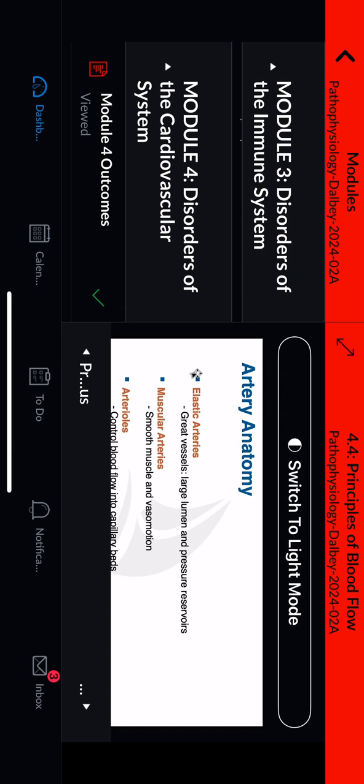These are large, very thick-walled arteries that have elastin in all of their tunics. These are called the great vessels, the blood vessels that are the largest and closest to the heart, for instance, the aorta and the pulmonary arteries. These have a very large lumen that allows for low resistance, making it easier on the heart to eject blood into them, and they act as a pressure reservoir.